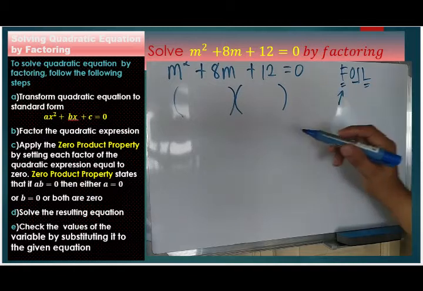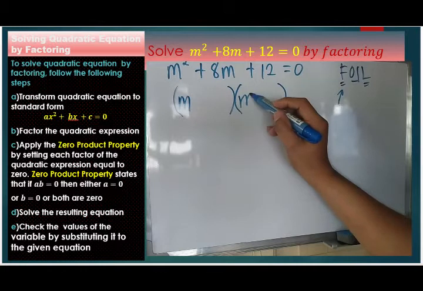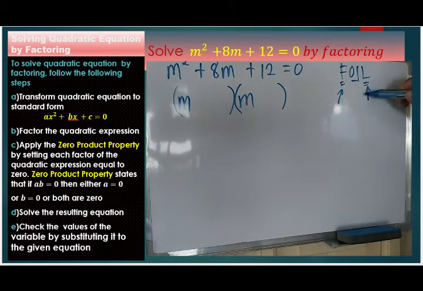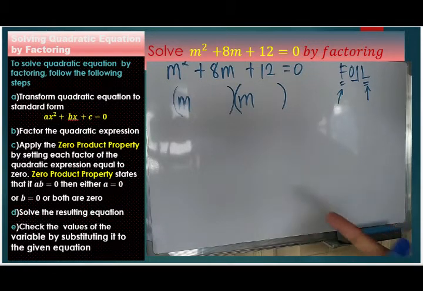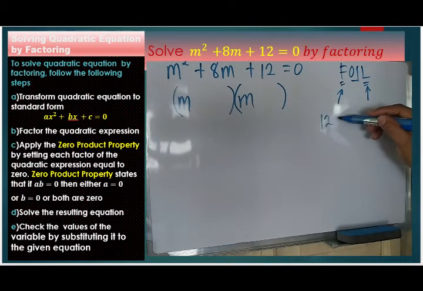You start with the first. The first is the quadratic term, m squared, so m times m, that's your first. Then you start with the last. The last is 12, so you have to select factors of 12, which when added and subtracted would result to 8. So let's say, for example, the factors of 12 could be 3 and 4.